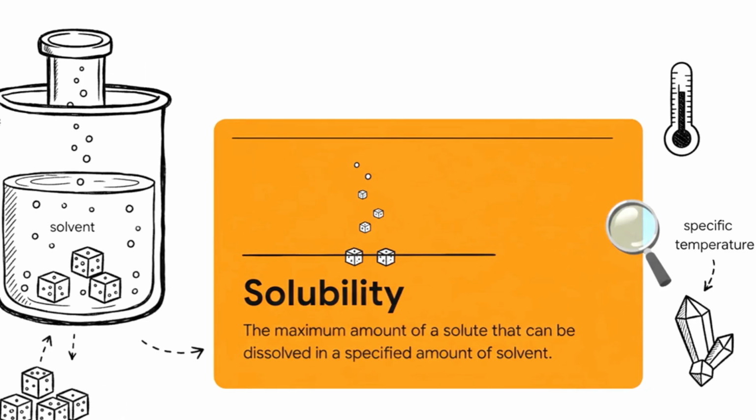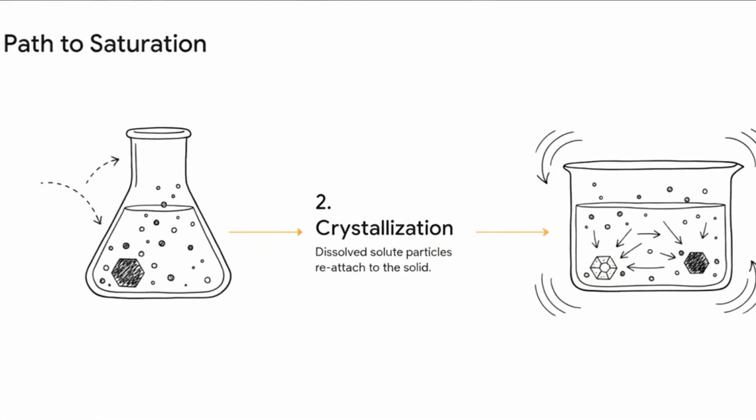This limit has a name. It's called solubility. It's the absolute maximum amount of a solute you can possibly dissolve in a certain amount of solvent at a specific temperature. Once you hit that point, we say the solution is saturated. It can't hold any more. But here is the cool part.